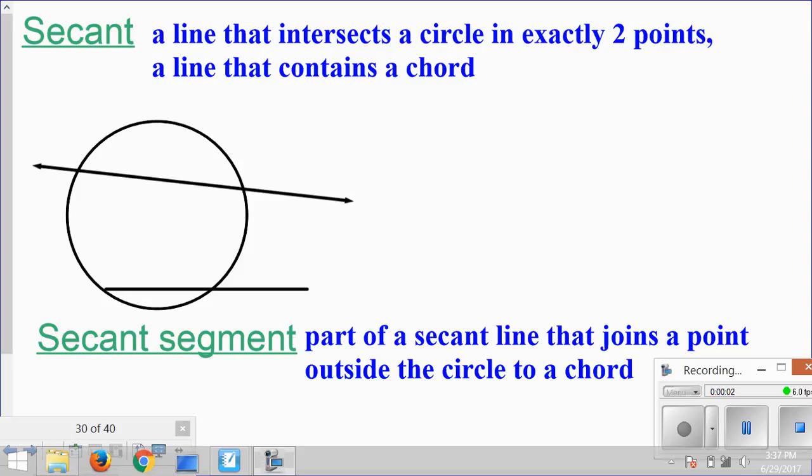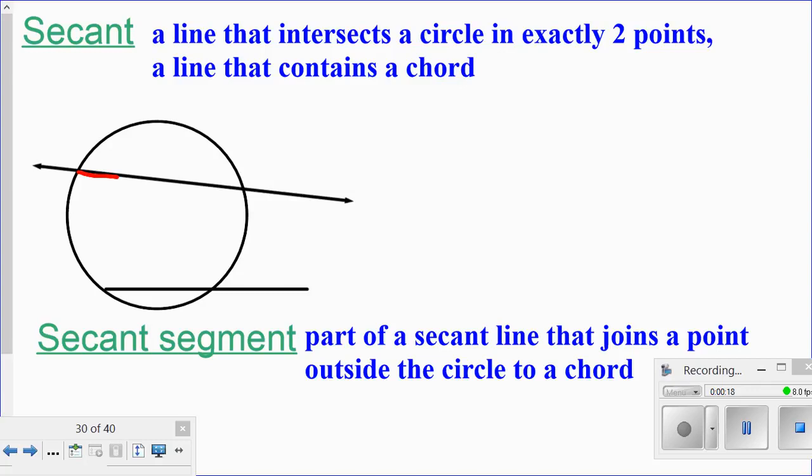Okay, so we're going to talk about secants. A secant, first of all, let's talk about what it is: a line that intersects a circle in exactly 2 points. It's a line that contains a chord. So if I just look at the chord for a moment, we already talked about what a chord is. So right here, from there to there, from endpoint to endpoint of the line segment, that's a chord.